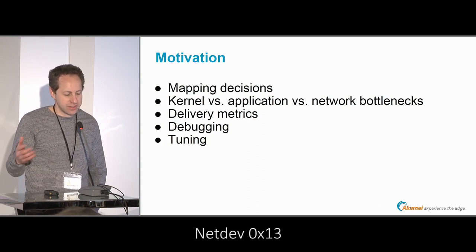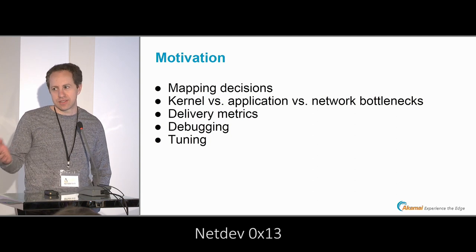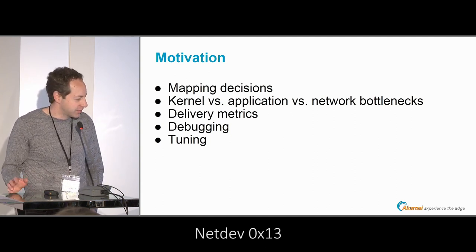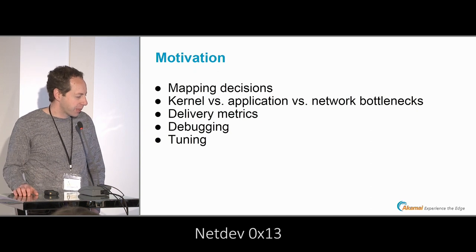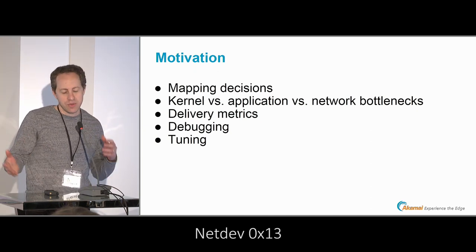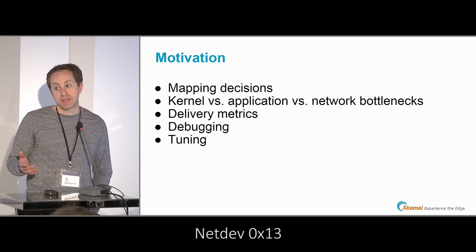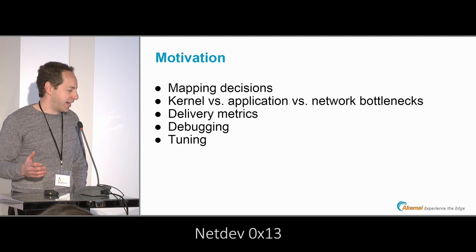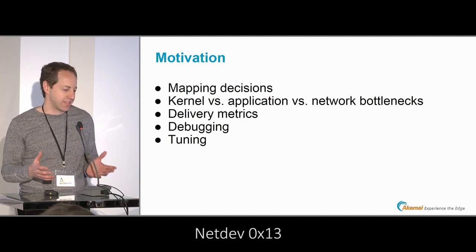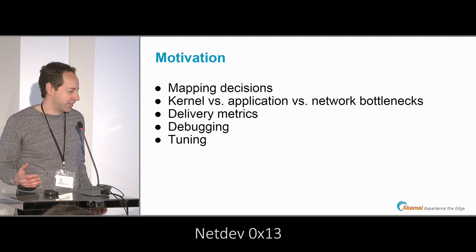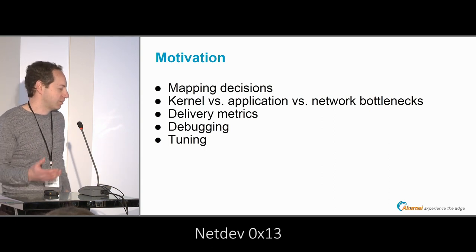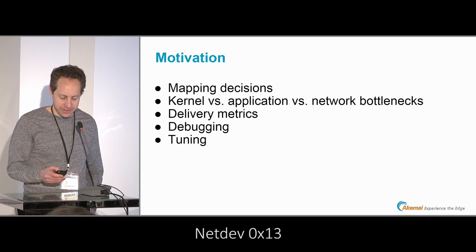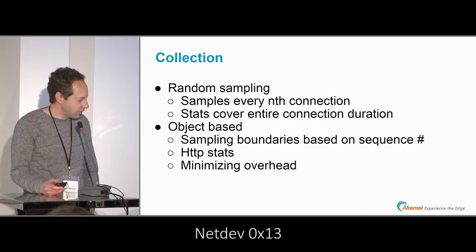We have lots of stats around delivery metrics. I have some graphs that I'll show you. We use it for debugging. And then, as people have mentioned, we also use it for tuning parameters for TCP, for example setting CWINs and things like that. We can use the stats that we gather as input into that framework. So that's sort of why we're collecting them.